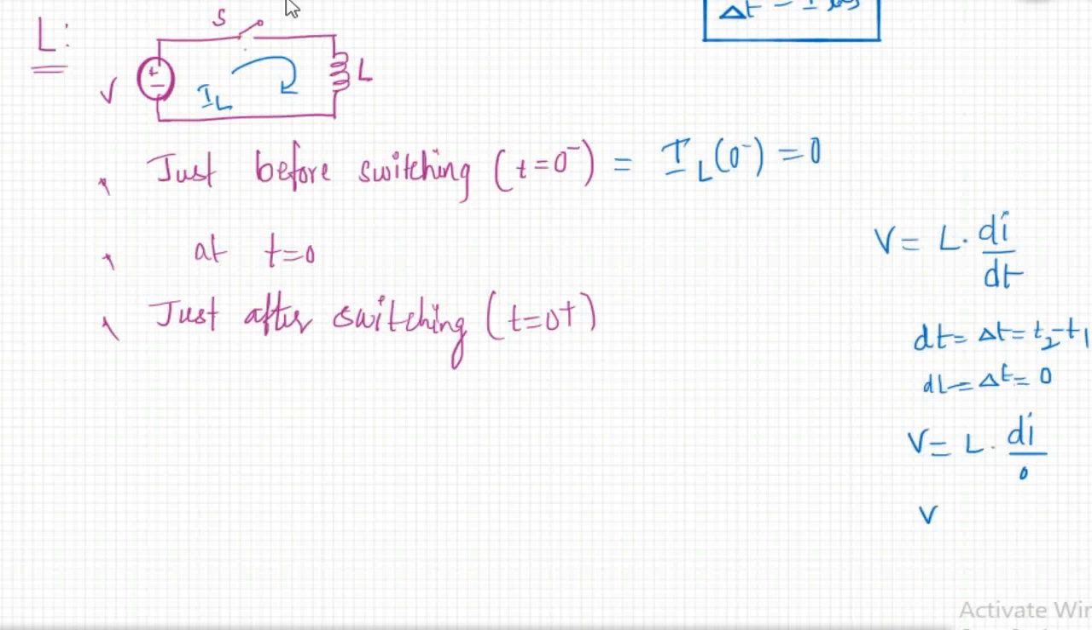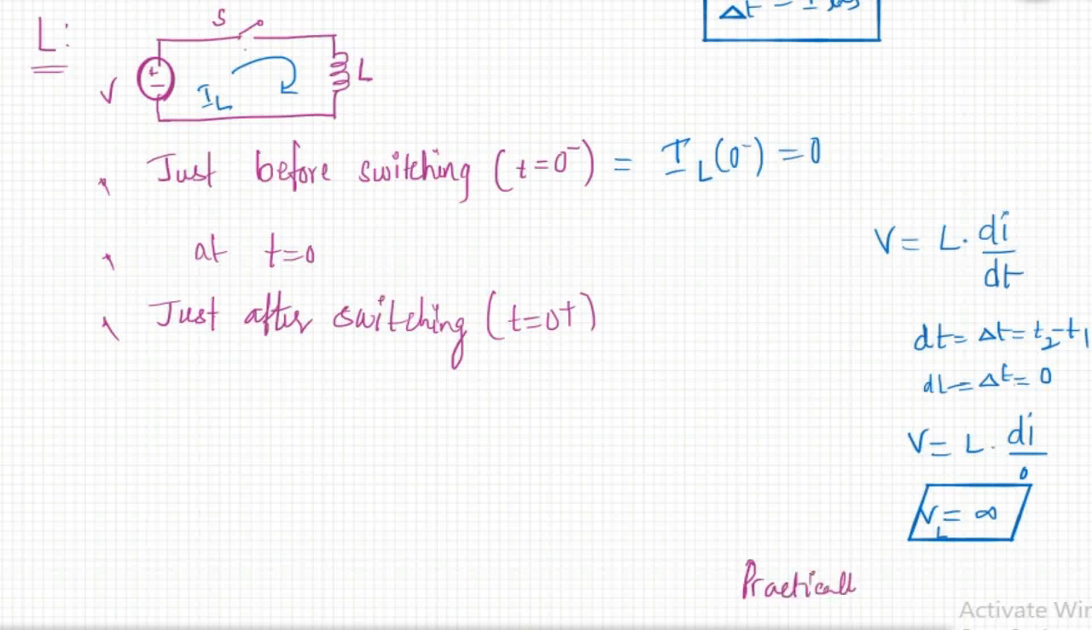So what is the value of V here? Voltage across inductor. This 1 by 0 is nothing but infinite. Okay, so the voltage across inductor, if it allows sudden change in current for a fraction of time, the voltage should be infinite. Will it practically be possible? An infinite voltage across inductor for a short period of time. So is it possible? It is practically impossible.